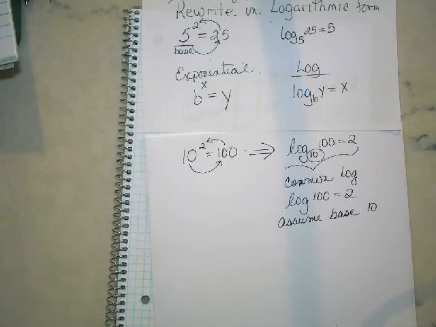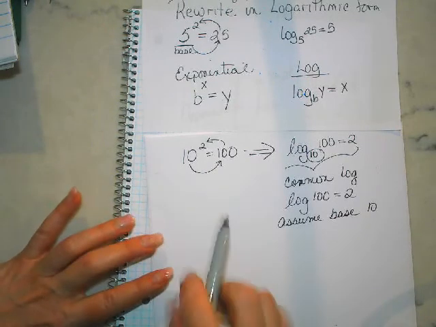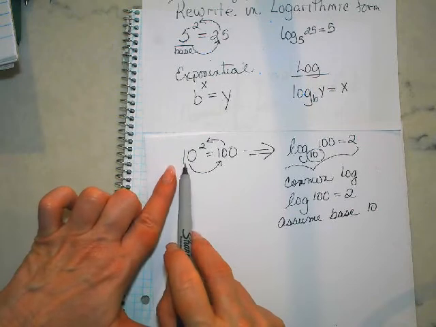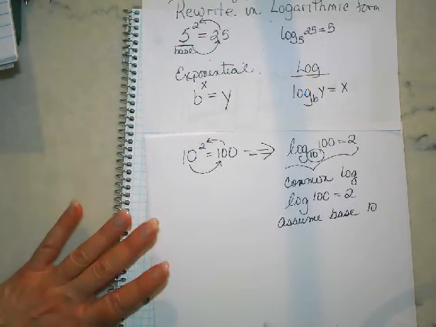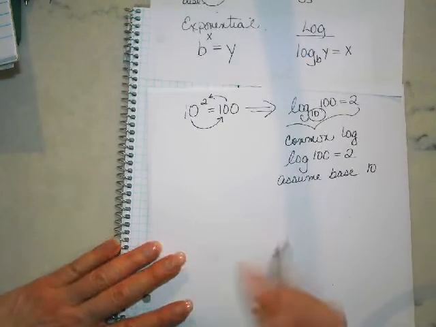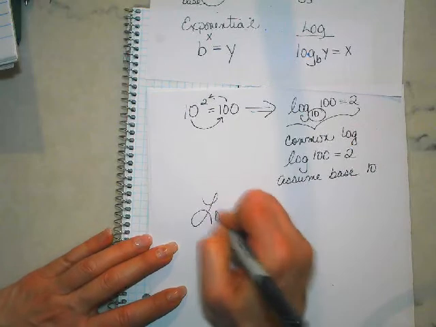Most of your calculators deal in base 10. Some of your calculators have been updated and they can do any bases, but for the most part, it's base 10. So that's how you go from rewriting from exponential to log. You're not solving, you're not even thinking, you're just rewriting.